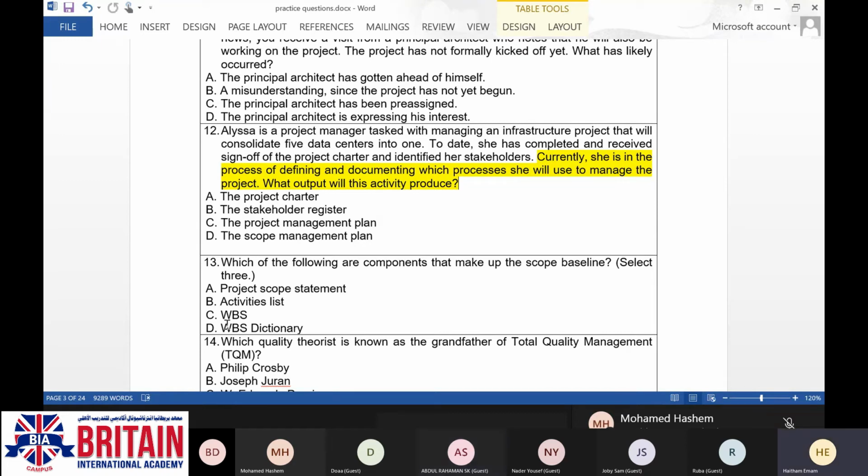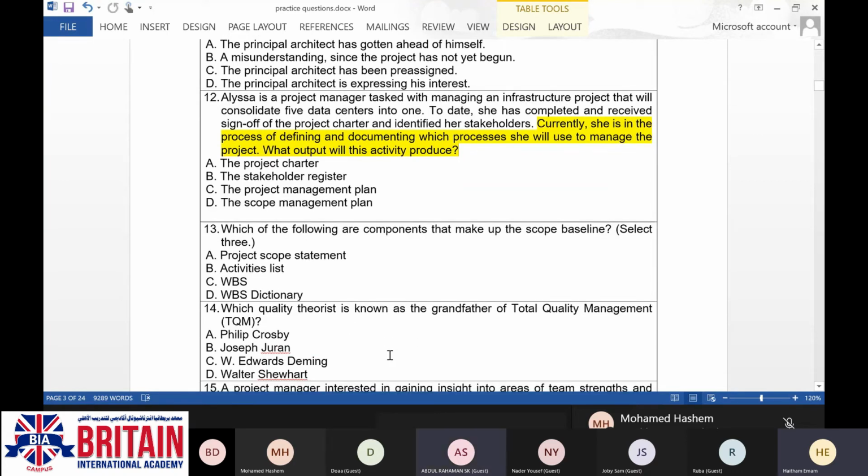Question number 14. If you remember when we were talking about quality, we were saying that there are certain definitions and certain theories related to quality. You just need to remember the definition or the assumptions of each theory, and to which part of quality it is related, and you are going to find it as a straightforward question.